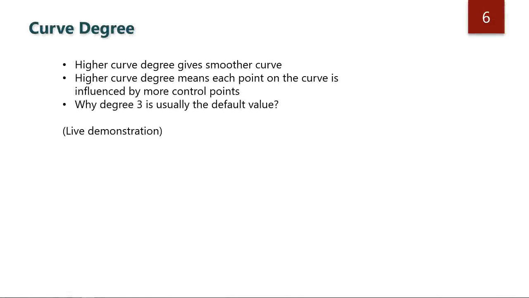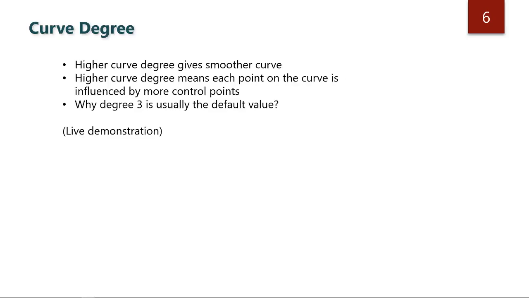Let's pause the programming a little bit for curve 101. A higher curve degree gives a smoother curve. That's one you should know. Higher degree means each point of the curve is influenced by more control points. A curve is a collection of points, right? And for each point there is a mathematical formula behind it that generates the XYZ coordinate of that point.